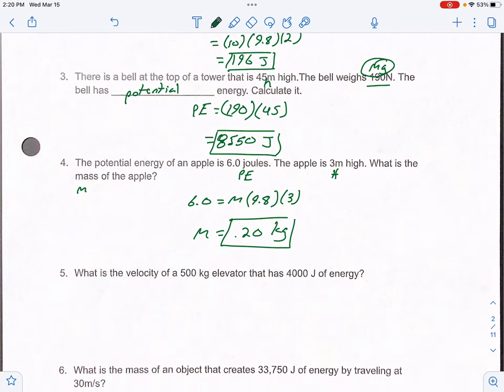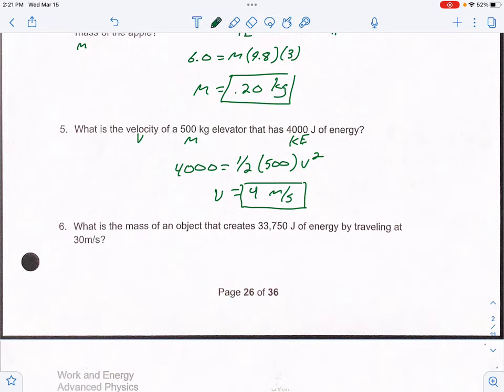What is the velocity of a 500 kilogram elevator that has 4,000 joules of energy? So I'm looking for velocity. I have a mass, and I have energy. Now, that could be potential or kinetic, but since I'm looking for velocity, this is going to be kinetic energy. So 4,000 equals 1/2 my mass, which is 500, times v squared. Divide both sides by whatever 1/2 times 500 is, and then square root both sides, and you get a velocity of 4 meters per second.